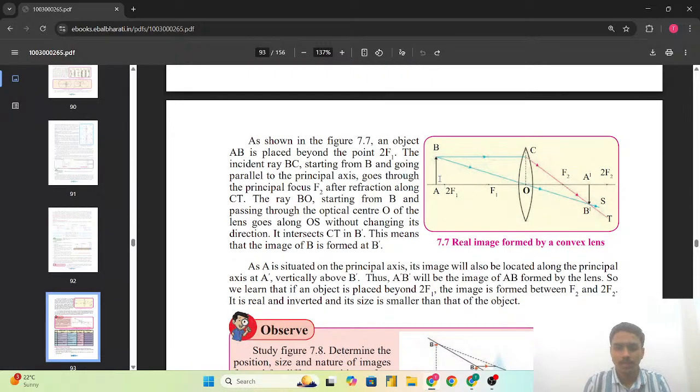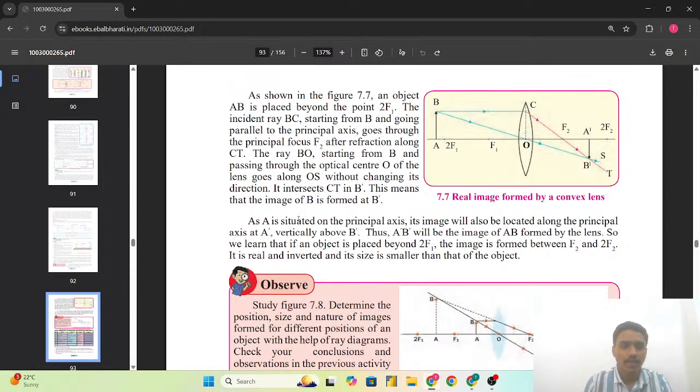That is, here an object AB is placed. So a light ray parallel to the principal axis will pass through the focus. Here it passes through the focus. Then using the third rule, that is, a light ray passing through the optical center directly passes straight without changing direction, and here at A dash B dash we get the image. As A is situated on the principal axis, its image will also be located along the principal axis at A dash, vertically above B dash. Thus, A dash B dash will be the image of AB formed by the lens.